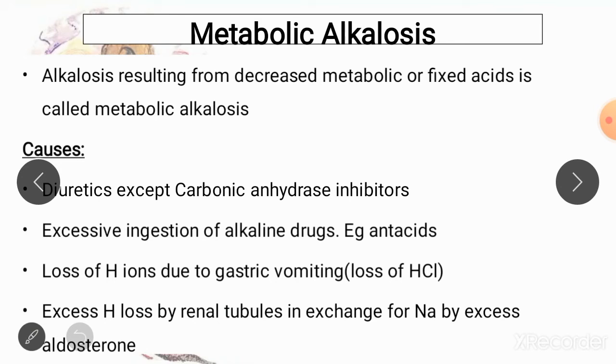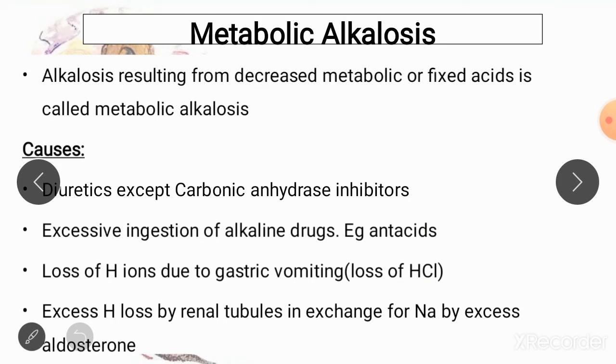So other than the diuretics, any excessive ingestion of alkaline drugs such as antacids. Antacids are the drugs which are used in case of acidity, when you have increased production of HCl in your stomach and you start feeling heartburn, you take some drugs known as antacids. So excess antacids can also lead to metabolic alkalosis. Also loss of hydrogen ions due to gastric vomiting.